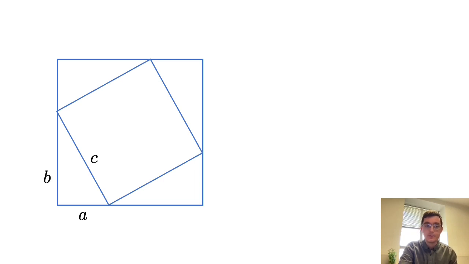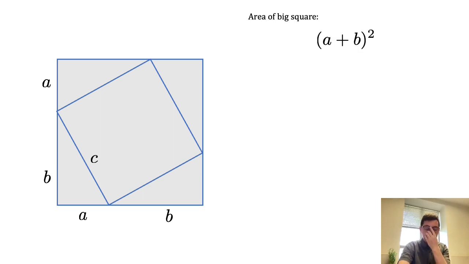And so if we ask ourselves, what is the area of this entire square, the whole square, the big square? That area is going to be a plus b times a plus b, right? Because that's the side. Each side is a plus b, and then multiply them together, get the area of a square. So that is the area of the big square.